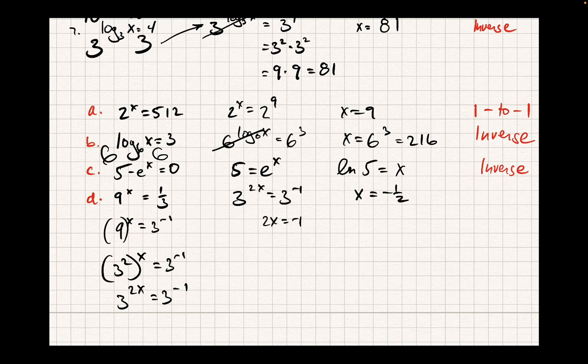And what property did we use? That's definitely one to one. So 2x equals negative 1, okay, so x is negative 1 half.